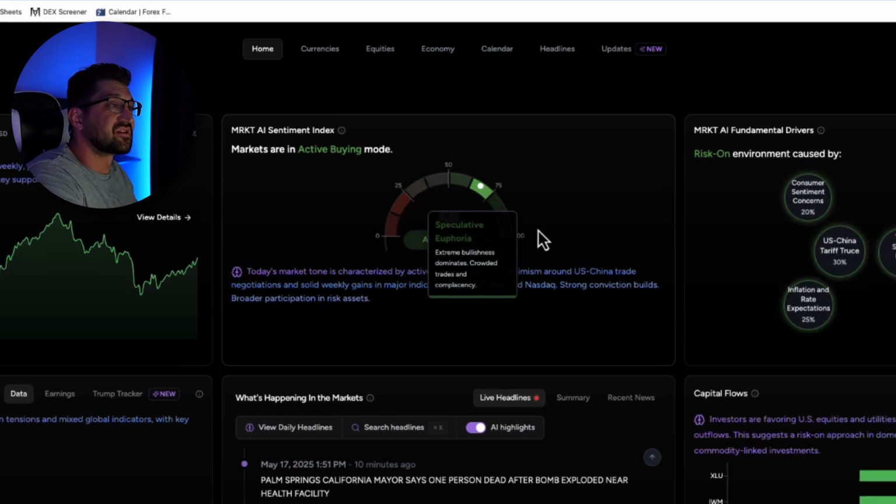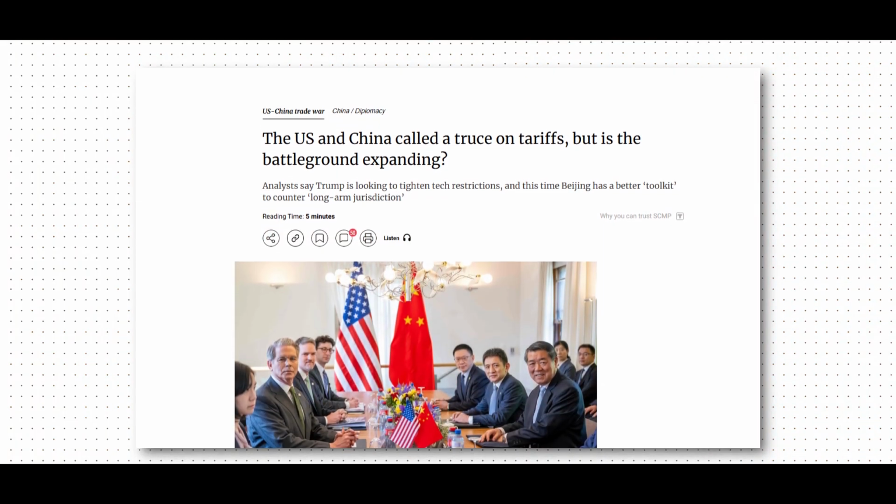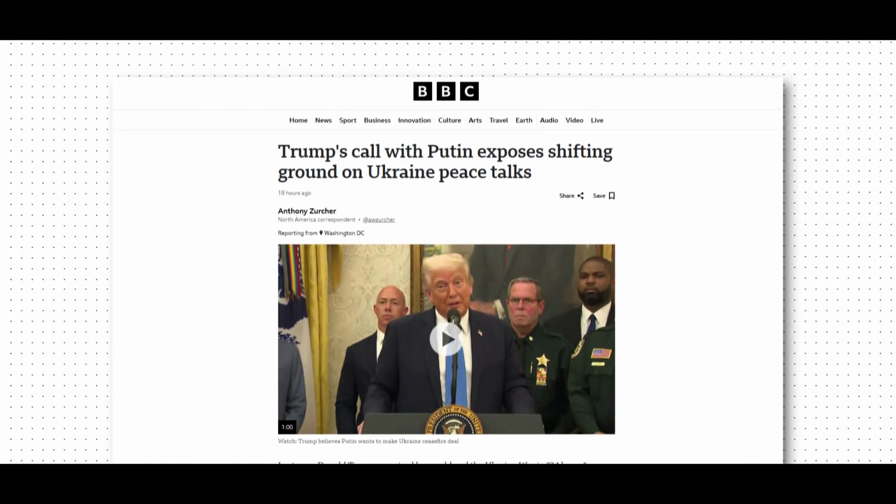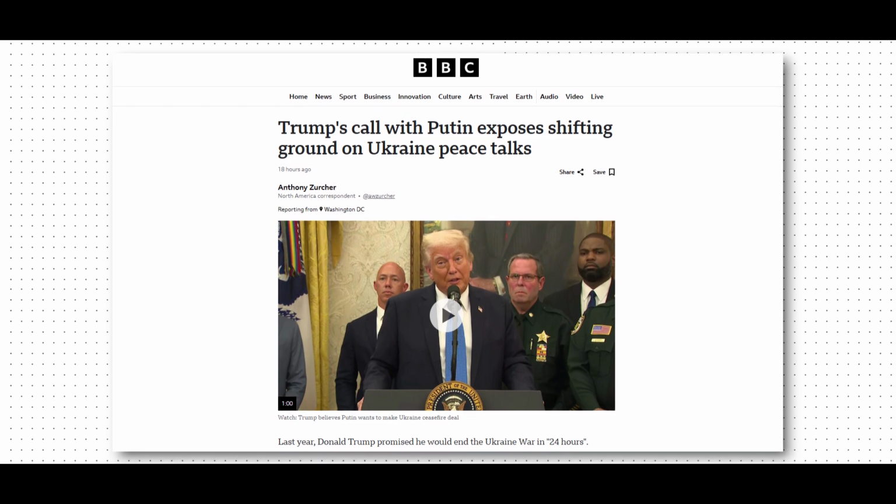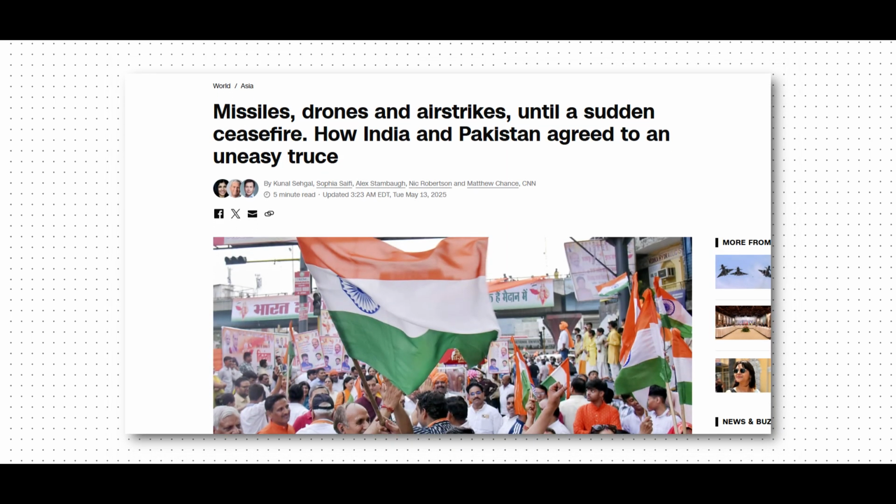Why do we have a risk-on scenario? China and the US have a truce on the tariffs. We're getting closer to a Russia-Ukraine peace deal. India and Pakistan had a ceasefire. These are all reasons for the US dollar to gain strength and the US stock market to gain investment. Now, when a risk-on scenario happens and the stock market gains investment, usually safe havens lose investment.